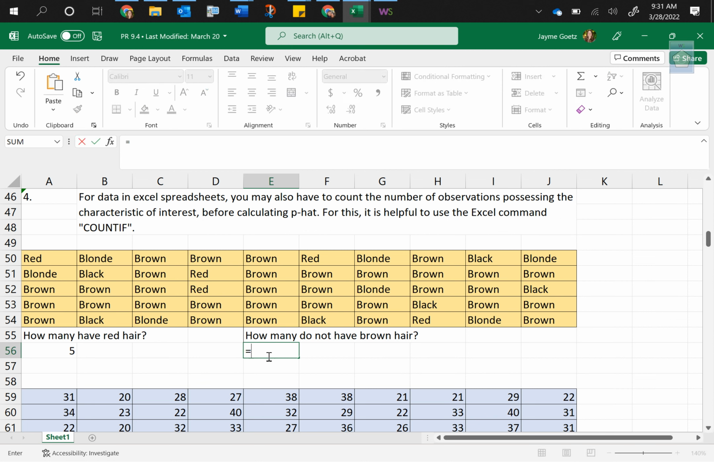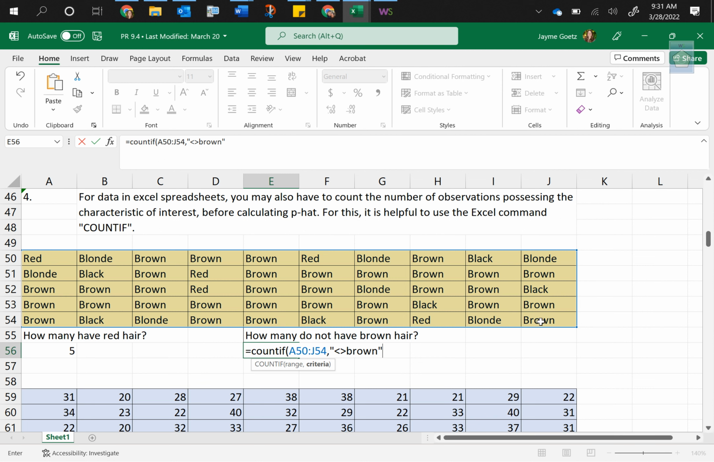So again, we're going to do equals COUNTIF, open parentheses, highlight the range, comma, then we're going to open quotations here, and we're going to do less than, greater than. That symbol right there. That means is not or does not. Okay? So that means count if it is not brown. Okay? So put the less than, greater than.